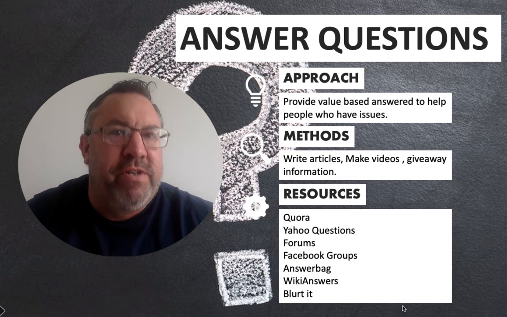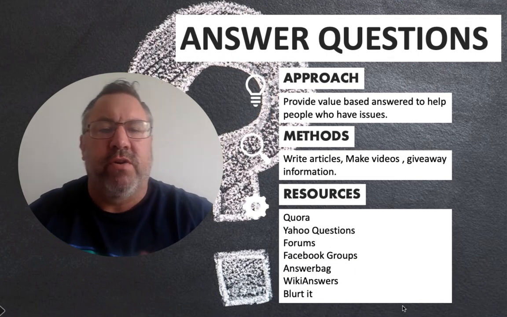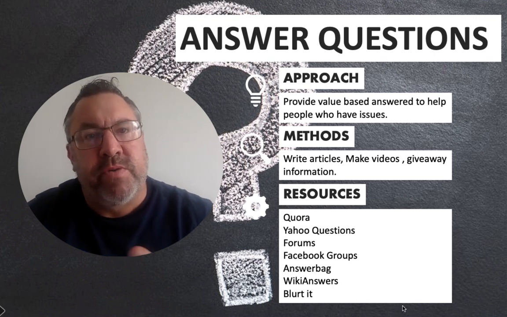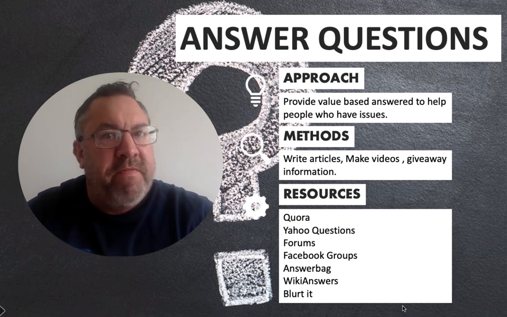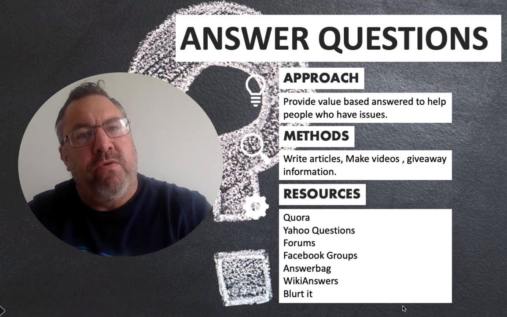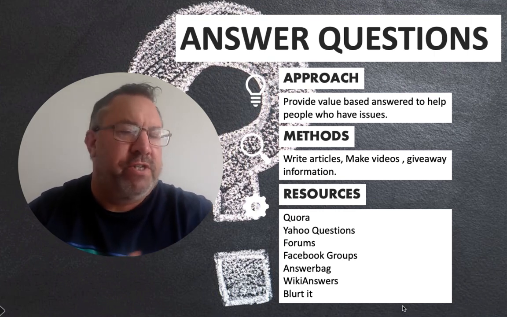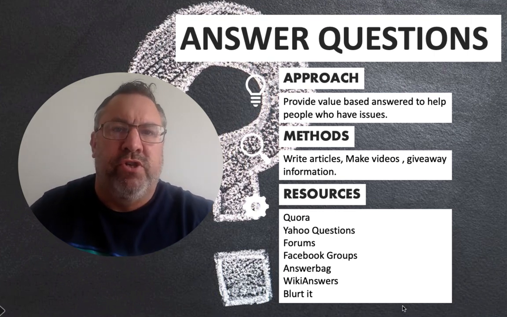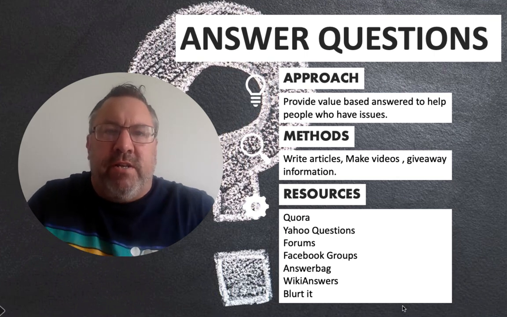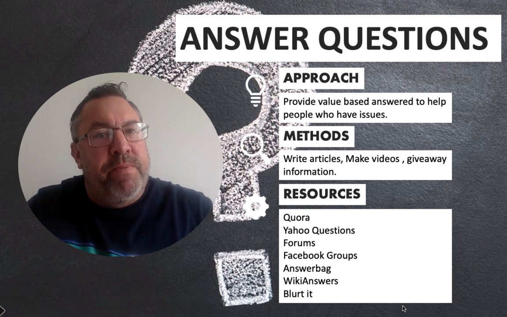So another thing you can do, which is very effective, is go on sites like Quora and answer people's questions. You provide them value, and by providing them value, you could also link back to your product or service, or back to your blog, or back to your YouTube channel, and show them information that they'll find useful, and then they potentially can purchase off you.